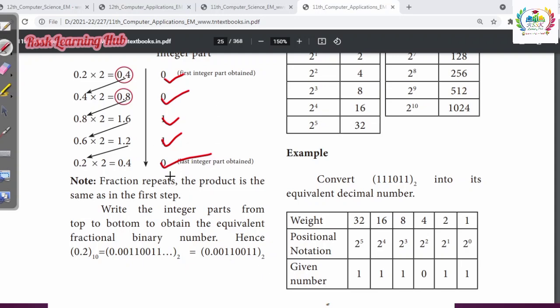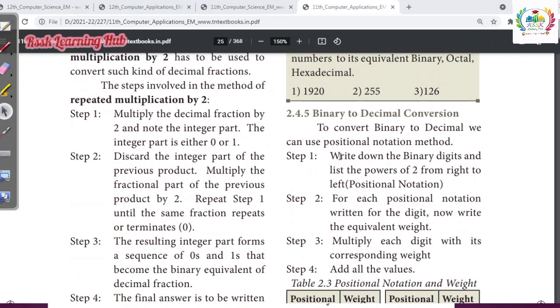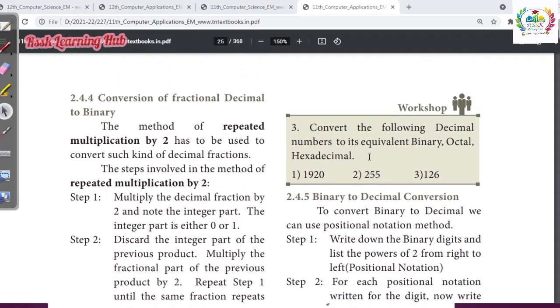Same process will repeat again and again. So 00110, again 0110, 01100, like that it will go on. Okay, so this is the output for converting fractional decimal to binary. Okay, next thing is binary to decimal conversion.